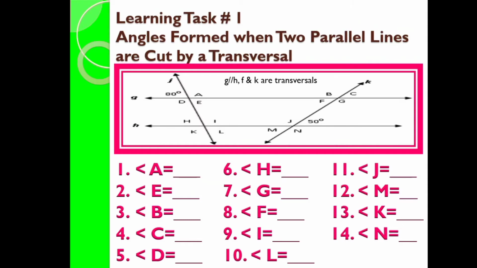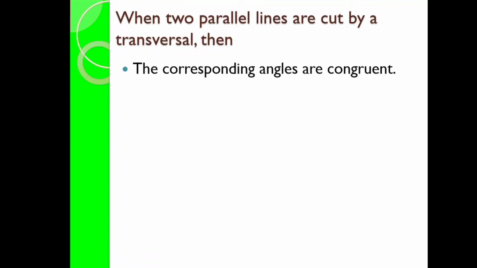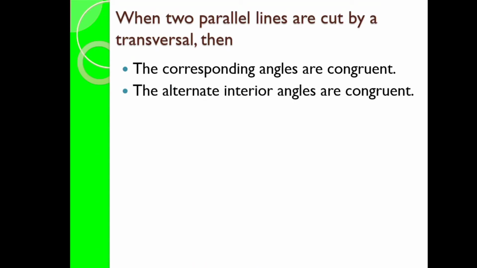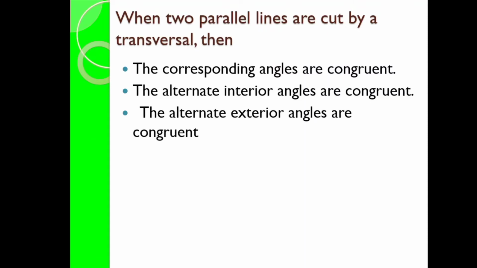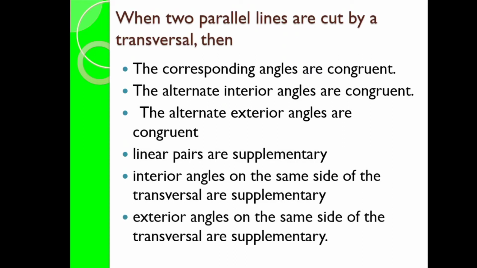So after you perform learning task number 1, you are going to realize that when two parallel lines are cut by a transversal, then the corresponding angles are congruent. The alternate interior angles are congruent. The alternate exterior angles are also congruent. And linear pairs are supplementary. So these interior angles on the same side of the transversal are supplementary as well, and the exterior angles on the same side of the transversal are supplementary.